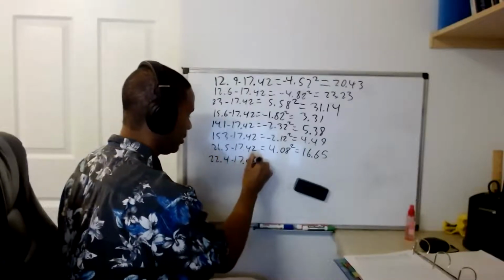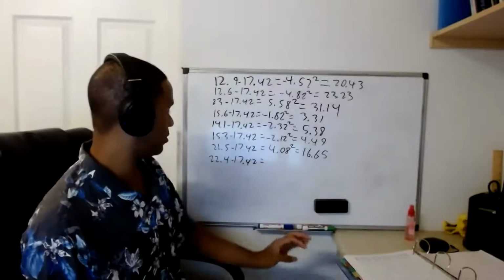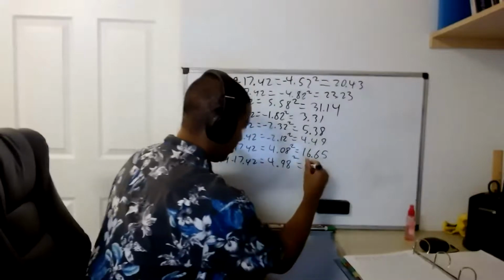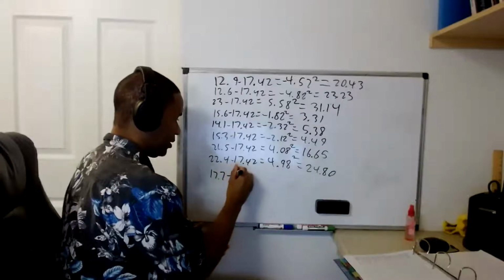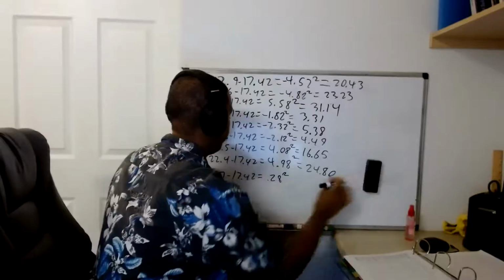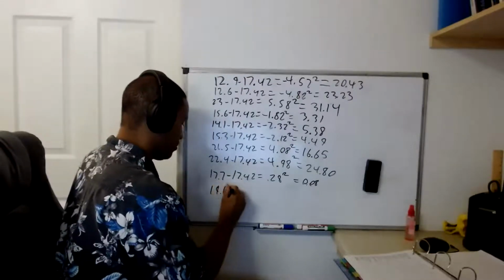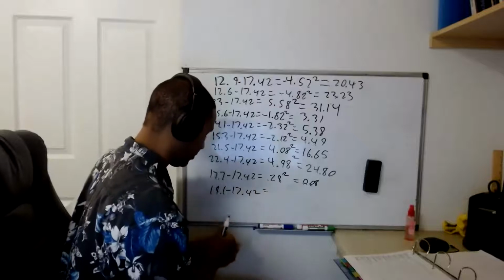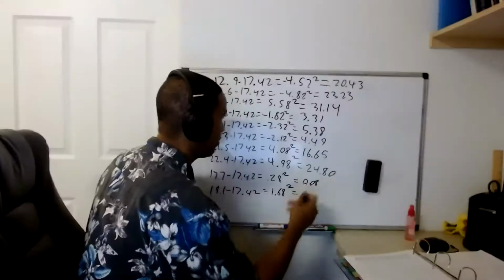22.4 minus 17.42 gives me what? 4.98. Square it up, we get 24.80. 17.7 minus 17.42 gives me 0.28. Square it up and we get 0.08. And then 19.1 minus 17.42 gives me 1.68, squared up gives me 2.82.